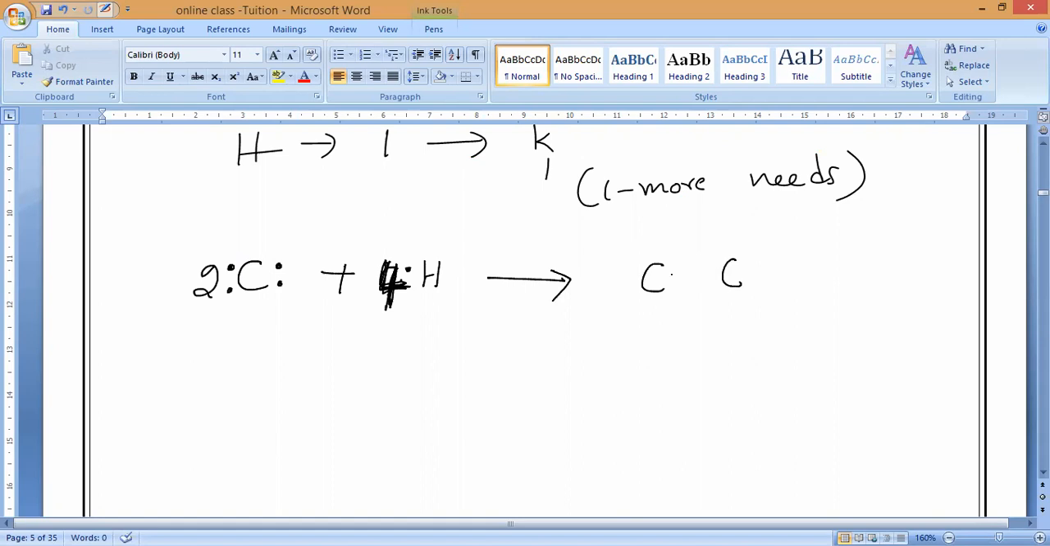So first you should write like this. How many carbons? 2. In between the carbons, they will share electrons, and each remaining electron... you can see this carbon has valency 4, this carbon valency also 4. So here one more hydrogen will come, here one more hydrogen will come, here one more hydrogen will come, and here one more hydrogen will come.